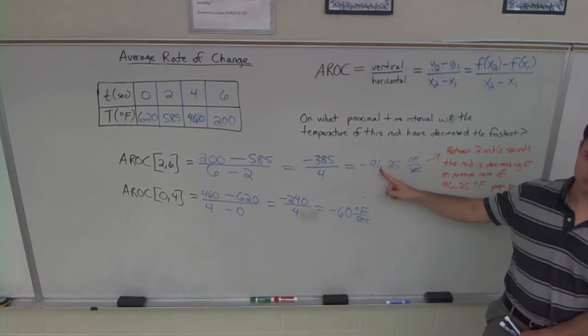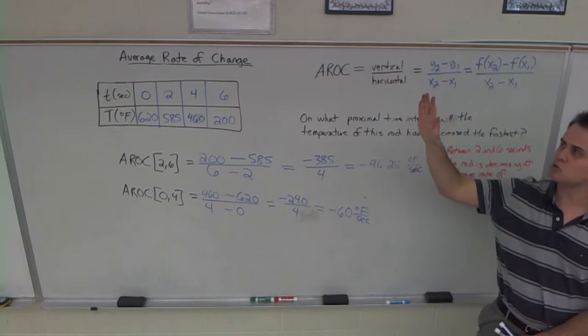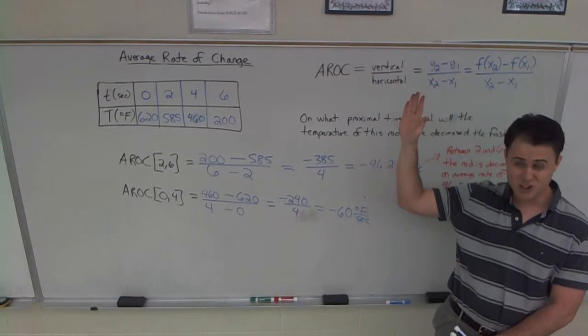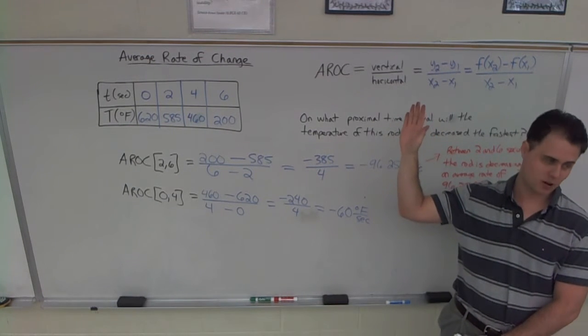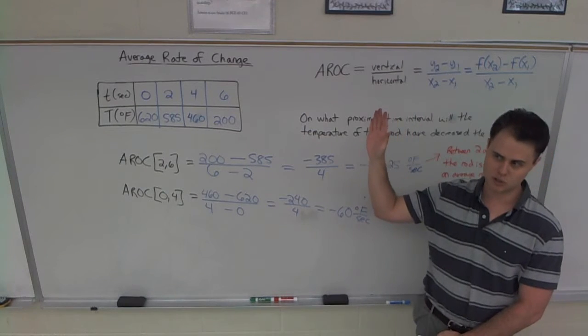That one. But of course, they're both going down. So this one would be like totally almost vertical because its slope is negative 96. This one would also be totally almost vertical, but not quite as much because its slope's only negative 60.